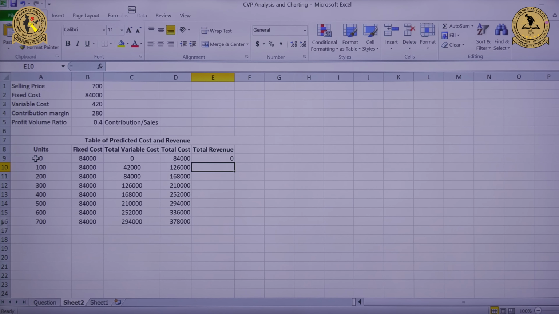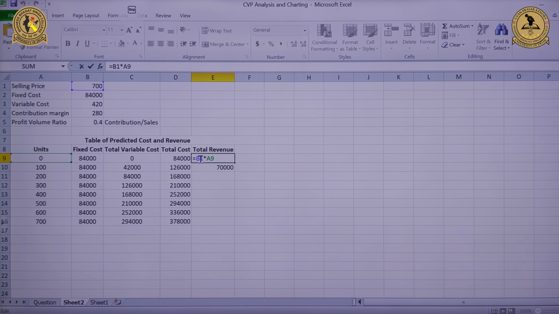We need to repeat the same exercise for the next level. So again just practice it. Equals to, select B1 multiplied by 100 units as represented by A10. In this case also my selling price per unit remains the same. So instead of typing this function again and again, I can fix this B1 cell. This B1 cell is nothing but my selling price per unit.